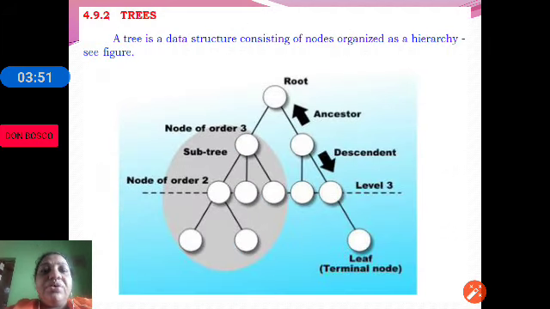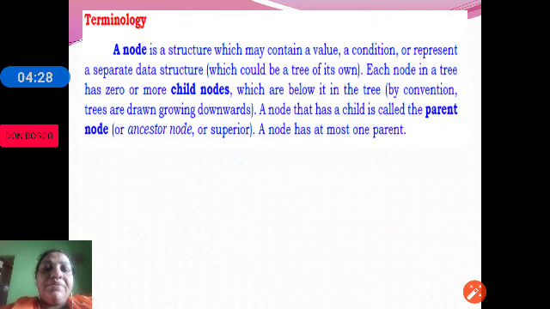The first nonlinear data structure is a tree. A tree is a data structure which consists of nodes, organized in a hierarchical structure. We can see root, ancestor and descendant. A node above a node is called an ancestor node, and a node below is called a descendant. We can also see many subtrees and many other terminologies which we will be discussing in detail. So let us see the basic terminology.